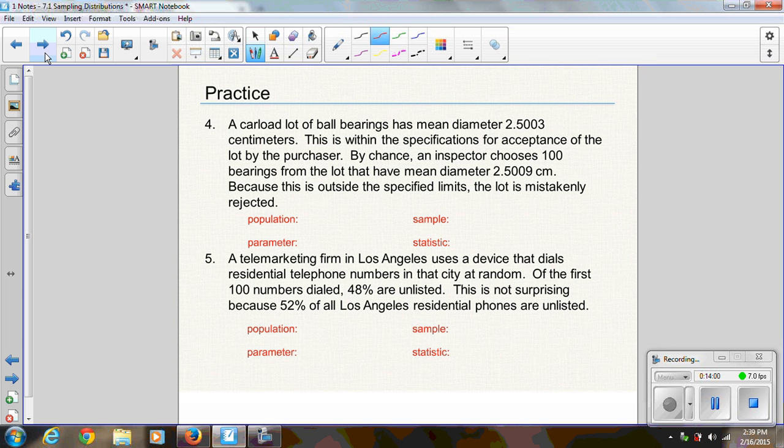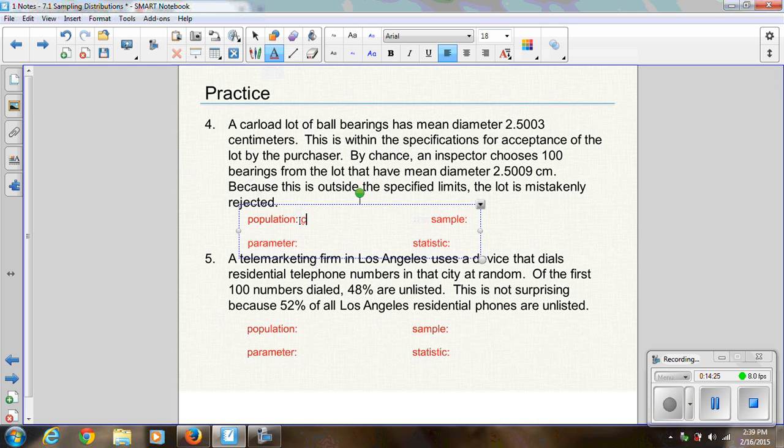All right, and number four, it says a carload lot of ball bearings has a mean diameter of 2.5003 centimeters. This is within specifications for acceptance of the lot by the purchaser. By chance, an inspector chooses 100 bearings from the lot that have a mean diameter of 2.5009 centimeters. Because this is outside the specified limit, the lot is mistakenly rejected. So the population in this case is going to be the carload lot of ball bearings.